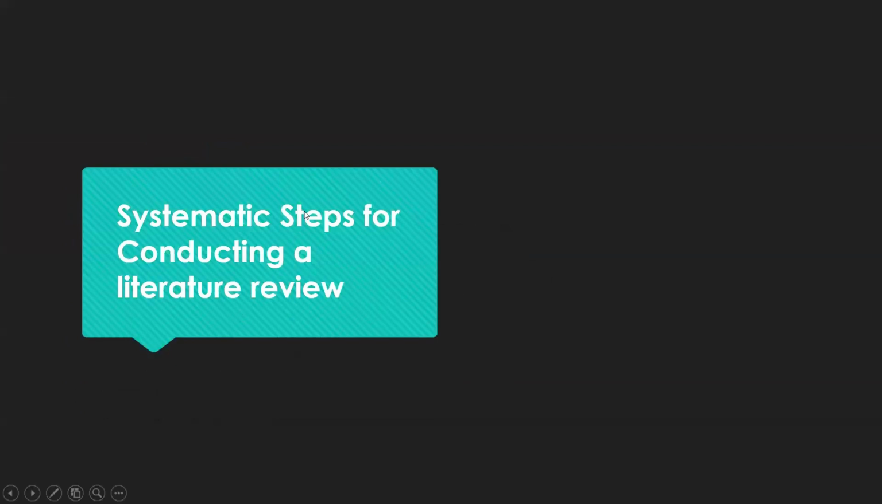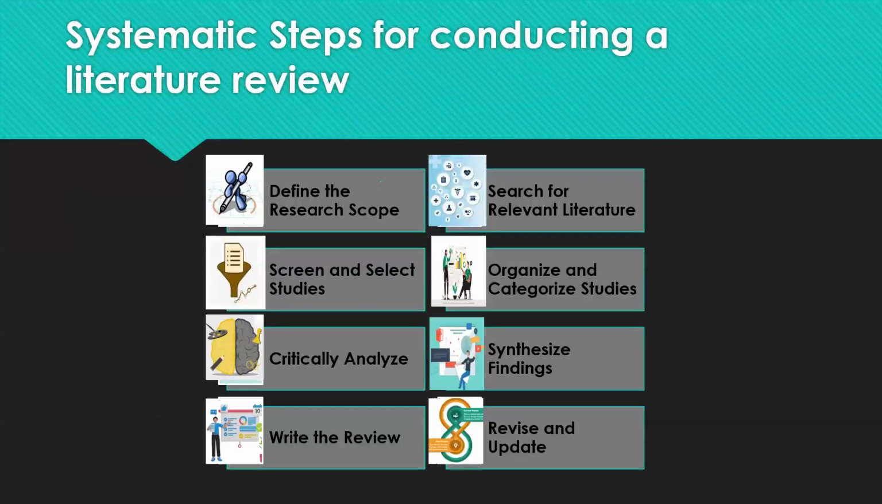Next, we are going to see the systematic steps for conducting a literature review. The first thing is defining the research scope. In the research scope, you need to define the boundaries of your review. It helps to identify the specific topic. Based upon the topic, you need to find out what research questions have to be addressed and how much time frame is taken for collecting the literature. With the help of these things, you can focus on all the relevant sources. That is about defining the research scope.